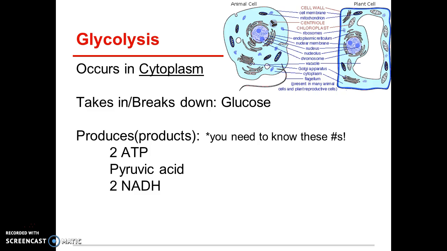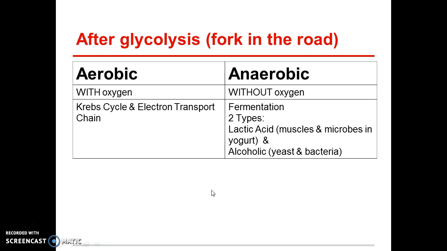NADH, missing the P, is required for respiration. So anyways, glycolysis will produce only 2 ATP. That's going to give us a little head start, a little kick start on respiration. And it'll produce pyruvic acid and 2 NADH. Guess where these guys are going? To the next stage, to the next set of reactions. So we'll go into aerobic respiration.